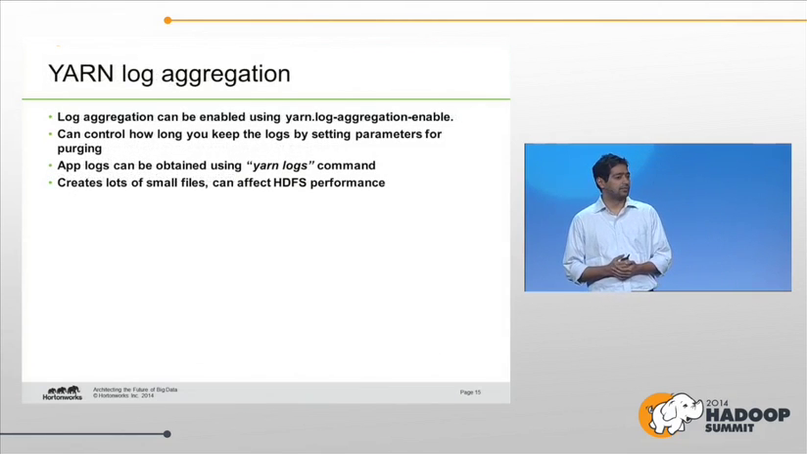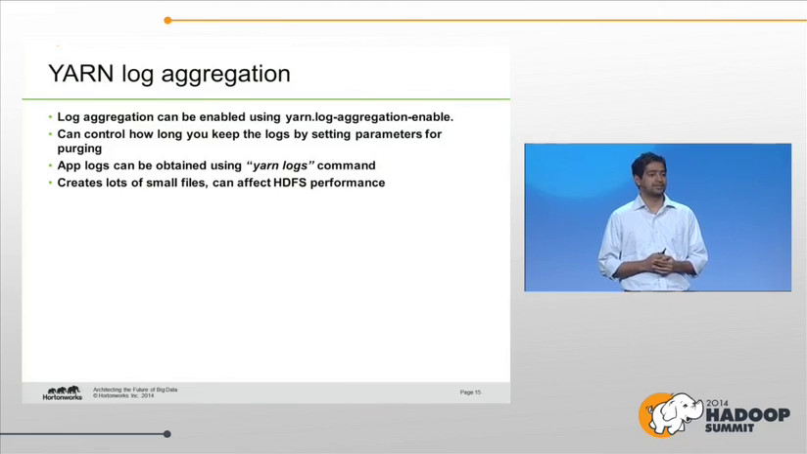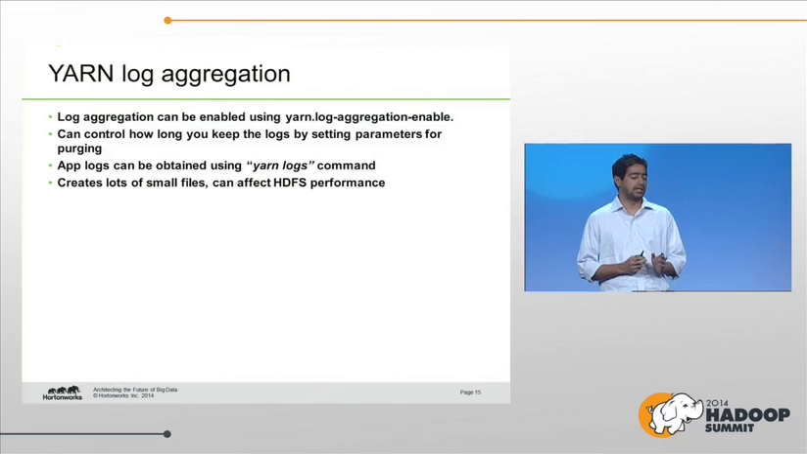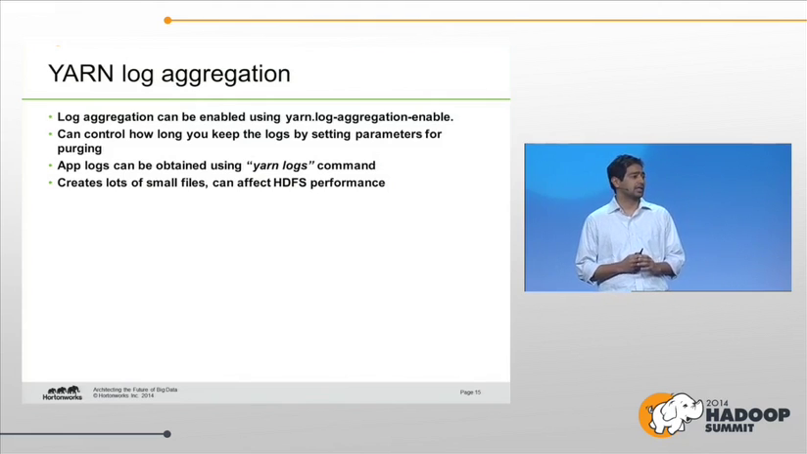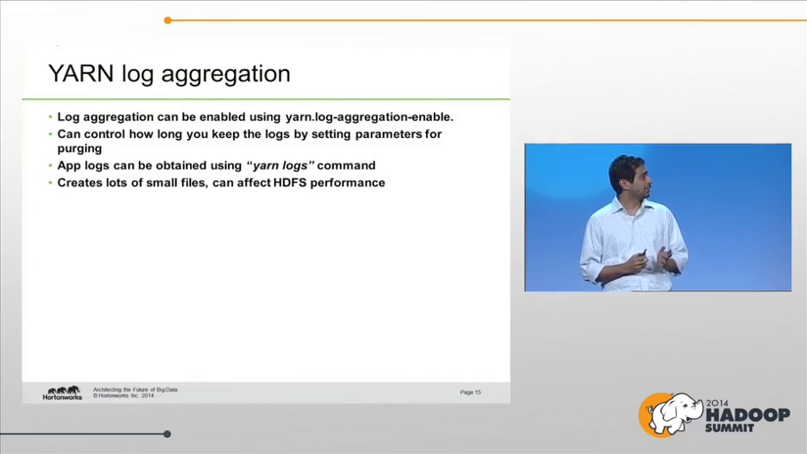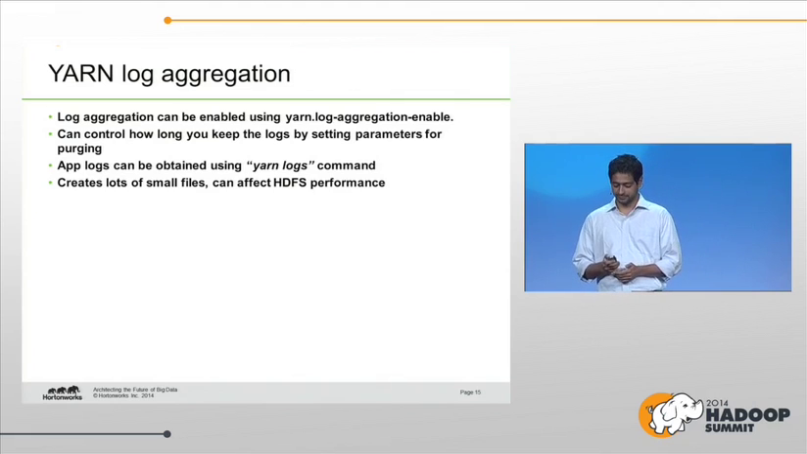Log aggregation. Log aggregation, I think, is the simplest no-brainer decision. Everyone should turn it on. It requires a fairly simple setup. All you have to do is turn it on and tell Yarn where on HDFS to put the files. You can control how long you keep logs, and you can get logs for any app using the yarn logs command. It makes debugging and figuring out why apps failed tremendously easy. The only drawback is that you might end up creating a lot of small files and affect HDFS performance, but that can be cleaned up using the purging parameter.